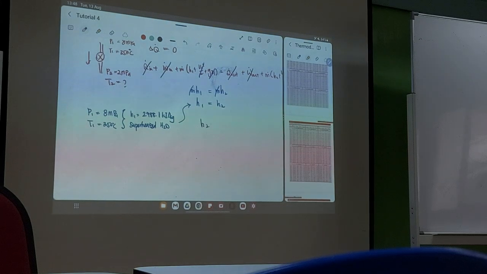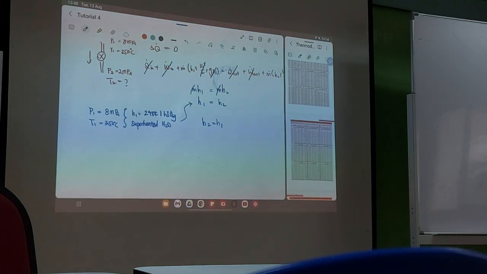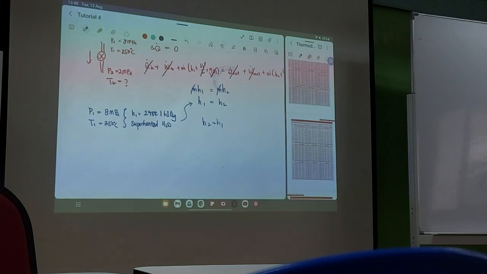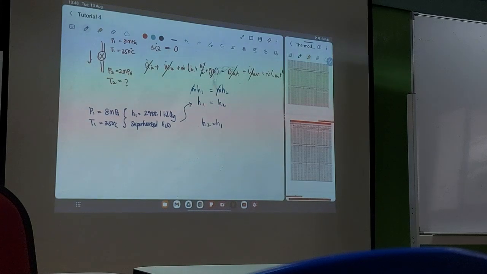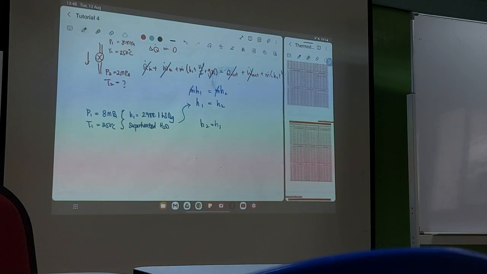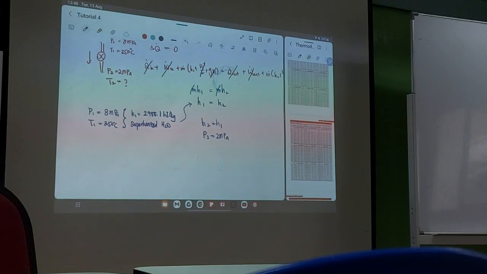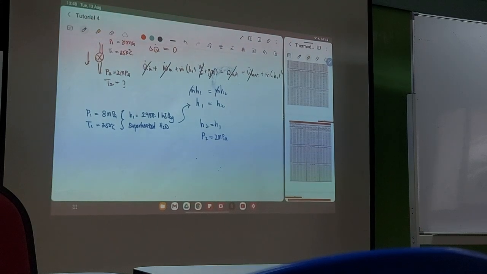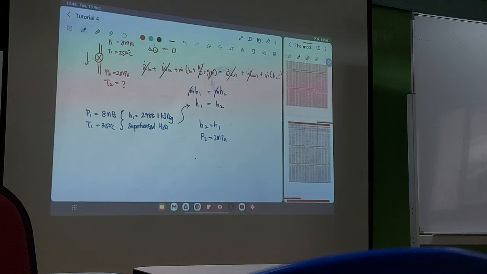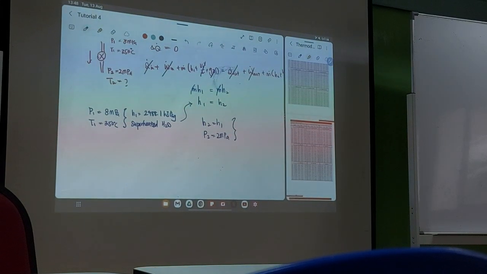We know H2 equals H1, right? So why do I say we don't need to go to U plus PV? Because we are actually looking only for the properties. By that, I mean, we know that P2 is 2 megapascal. So from here, we have two properties, right? We have two independent properties, meaning you have enough information for you to find out what is T2.